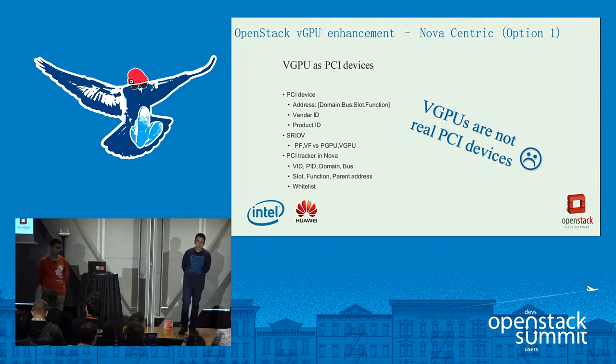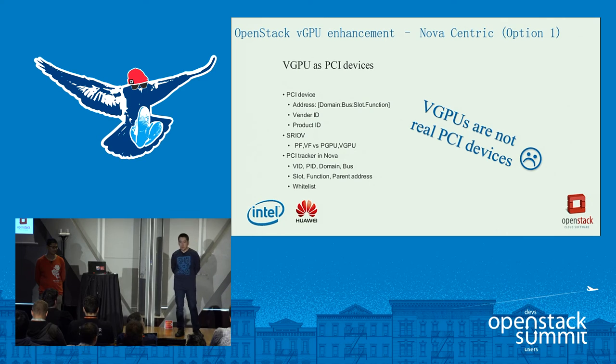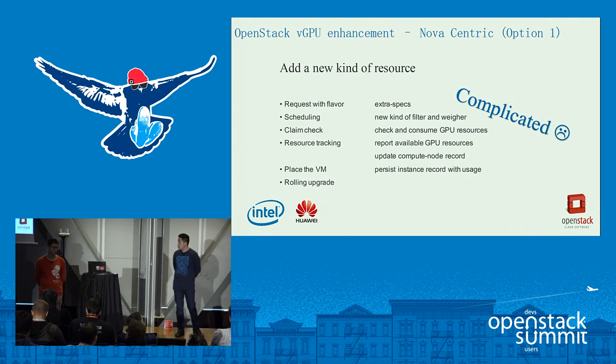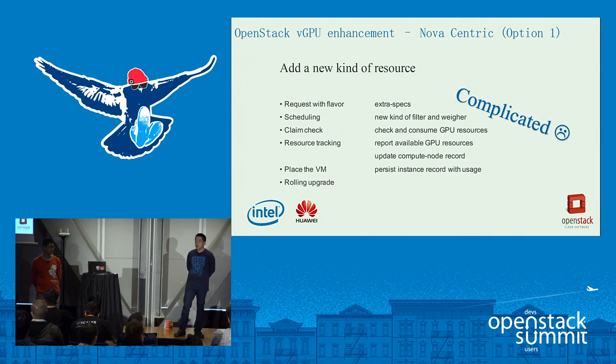But there are some shortcomings. If you treat a vGPU as a PCIe device, you could have Nova manage it, but vGPUs are not really PCIe devices. Many of the features that we usually get from PCIe devices might not satisfy what we need from vGPU. And also, this is before Mitaka, it is very complicated to add a new type of resource in Nova. You have to consider a lot of things and modify a lot of things.